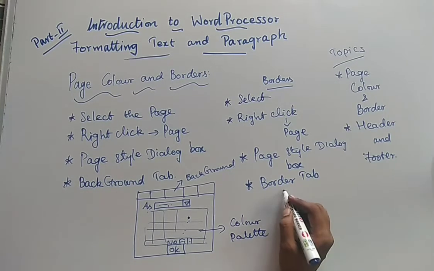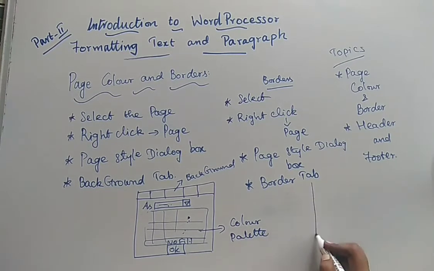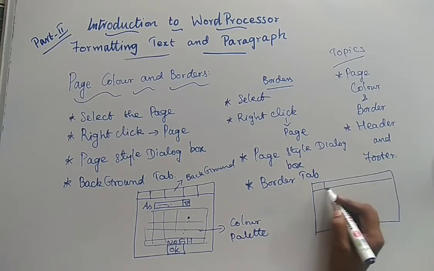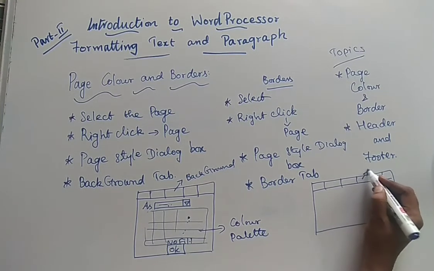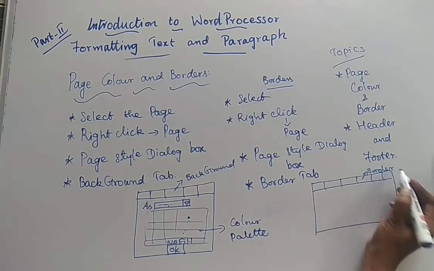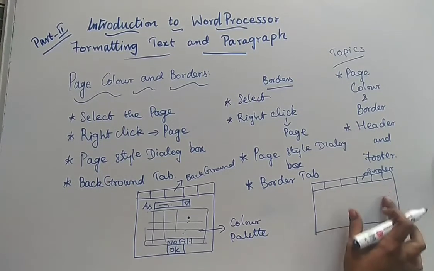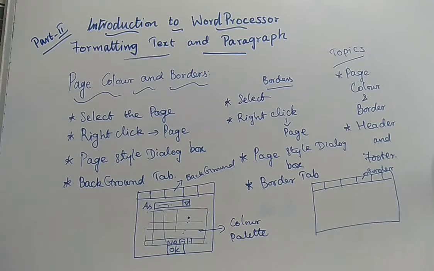Now I will draw it here for you. Yes, this is your Page Style dialog box. Here you will have many tabs, and here now it is your Border. This is the area where everything will be displayed: the line arrangement, default, user defined, then spacing, style, everything will be here.